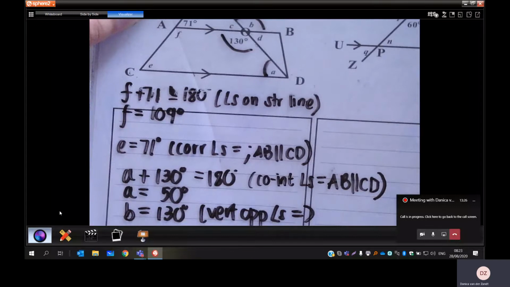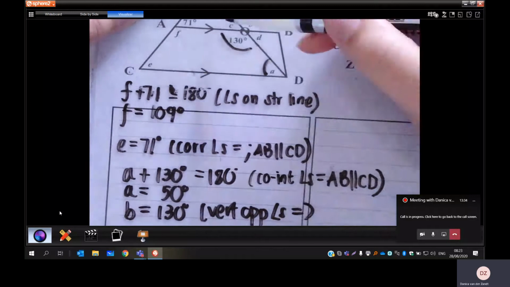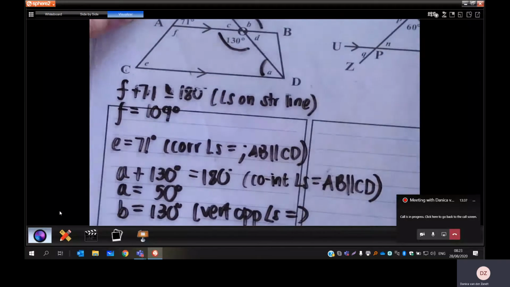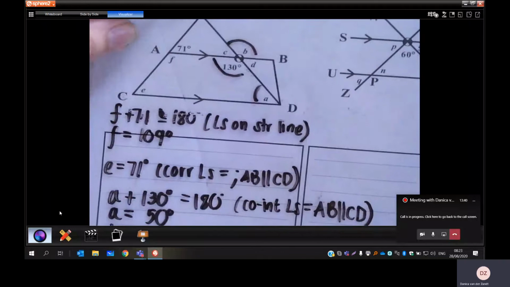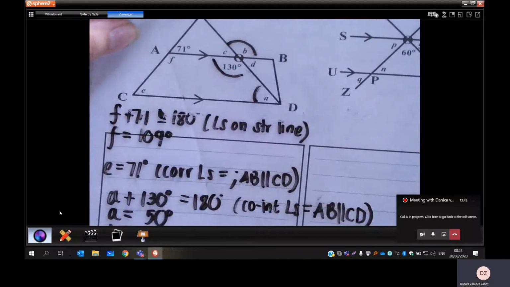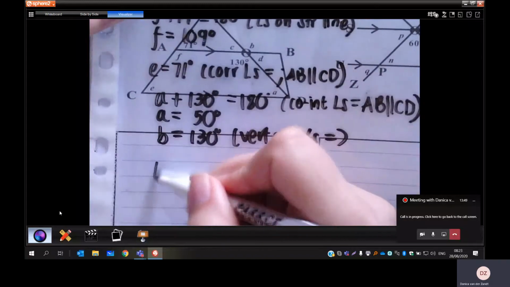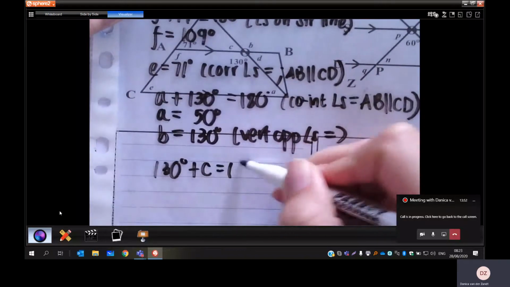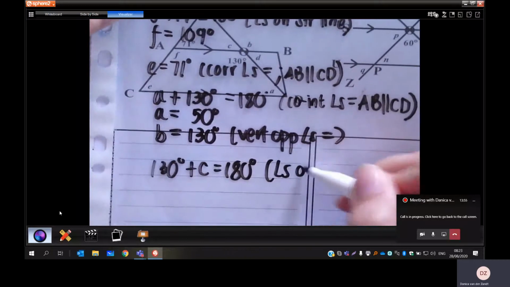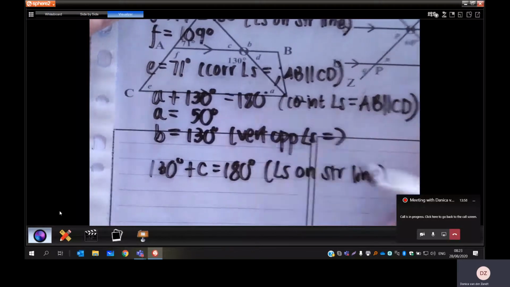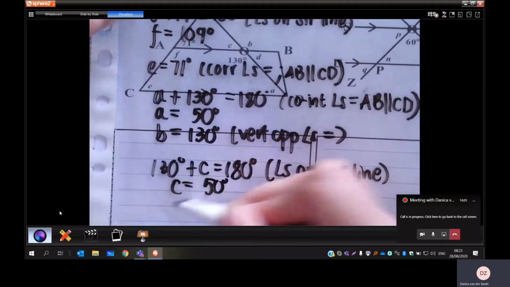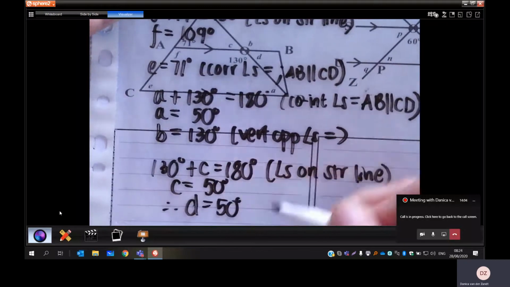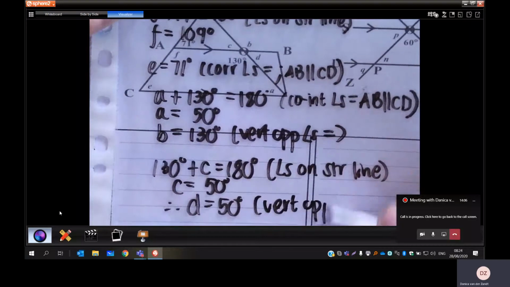Basically, you should see the 130 degrees and 50 degrees are angles on a straight line. C can be 50 because of angles on a straight line. Perfect. But then can we also automatically know what D is? Yes, because vertically opposite angles. So 130 degrees plus C equals 180 degrees, angles on a straight line. Therefore, C is equal to 50 degrees. Therefore, D is equal to 50 degrees because vertically opposite angles are equal.